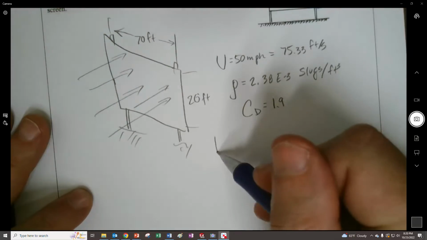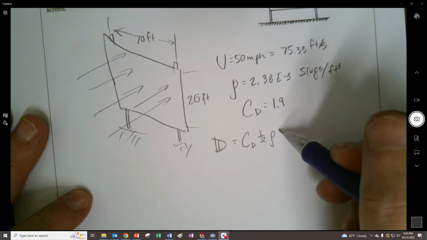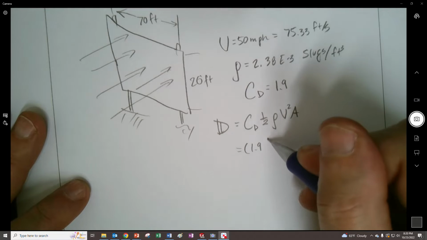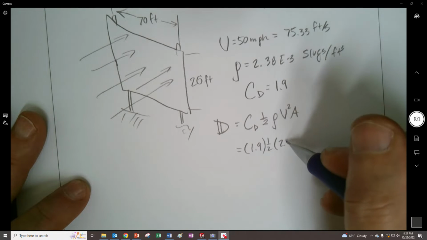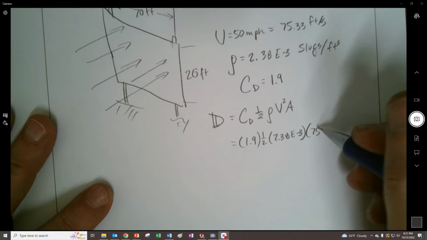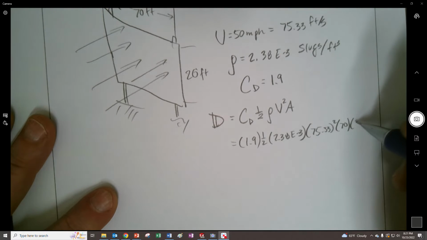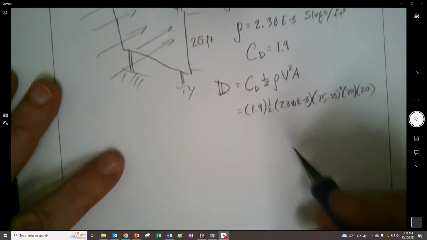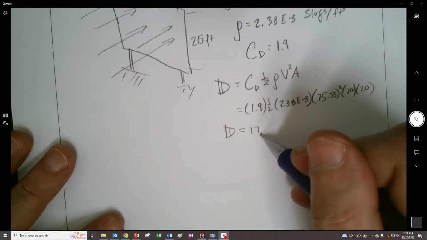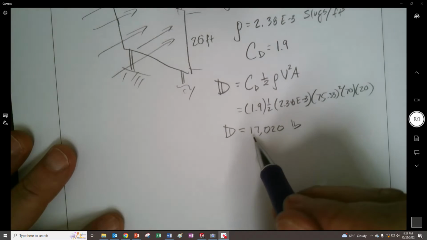And so the drag is equal to the drag coefficient times the dynamic pressure times the area. So we end up with 1.9 times 1/2 times 2.38 e minus 3 times 75.33 squared, and then times the area, which is 70 times 20. We're left with a drag force of about 17,020 pounds. That's a heck of a lot.